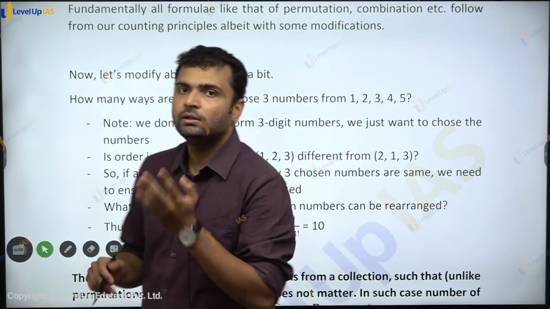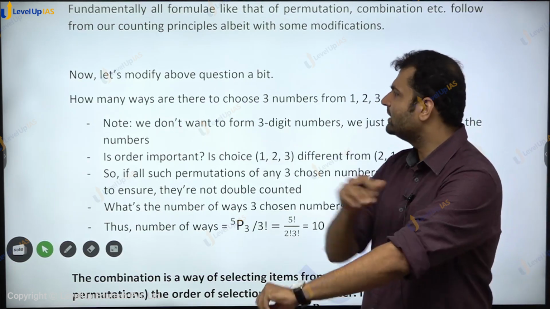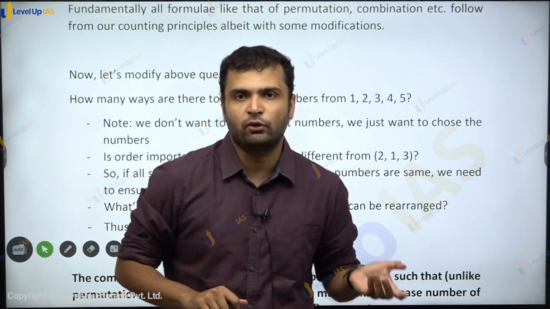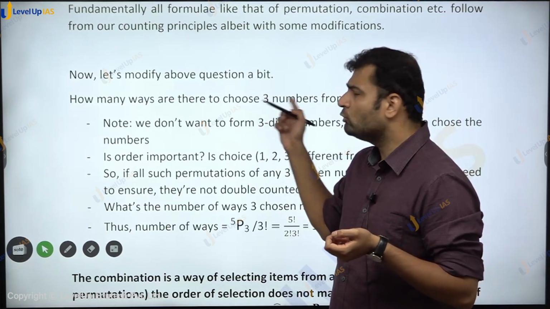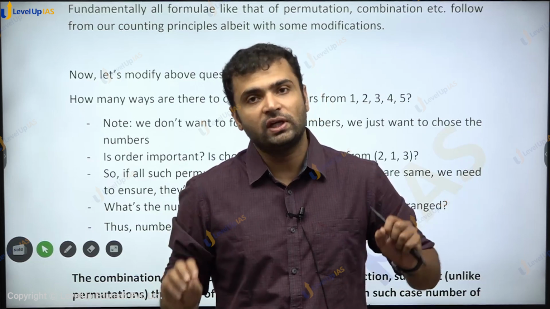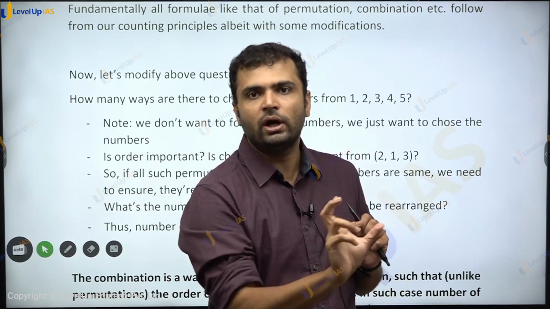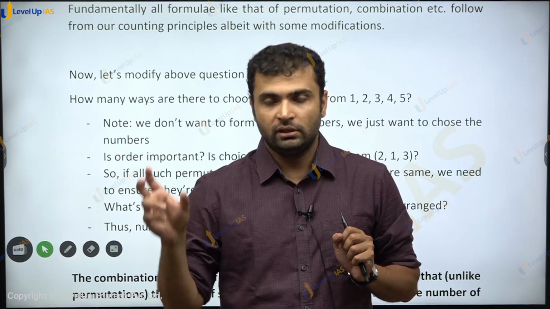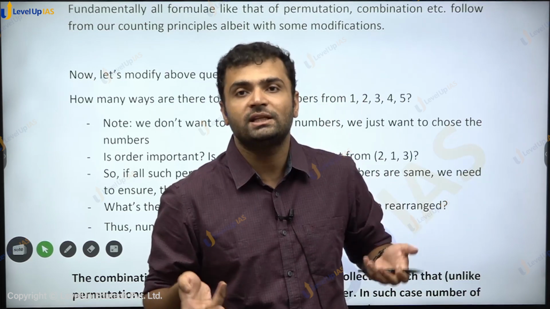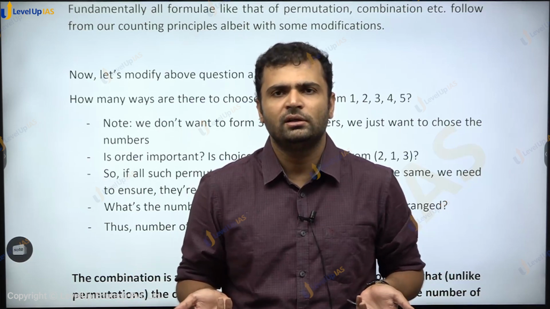Now let us modify the question a bit. How many ways are there to choose 3 numbers from 1 2 3 4 5? What was the earlier question? How many 3 digit numbers can be formed, and here we are saying we just have to choose 3 numbers. Their question was about 3 digit numbers. Whenever we say 3 digit number, there is a hundreds place, tens place, units place. In a 3 digit number they will be different, so order will be important. 123 and 213 are two different numbers, but as far as choice goes, both have the same choice of digits: 1, 2, 3.